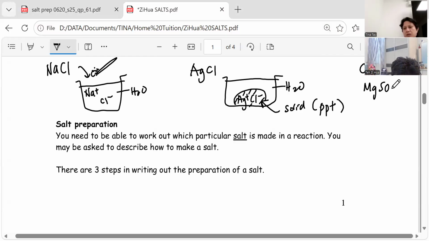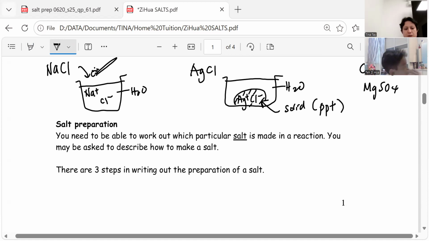Magnesium sulfate, soluble or insoluble? Soluble. Okay. Do you understand what I'm talking about now? Do you understand what I'm talking about, soluble and insoluble? Yes. Okay, so why is it important to know whether something is soluble or insoluble?